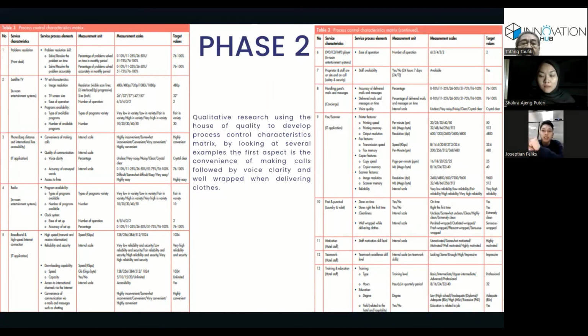The first aspect is the convenience of making calls, followed by the voice clarity. For example, the voice clarity if we are making calls room to room or others, or for reps when delivering clothes. So this paper is aimed more at the hotel case, what we feel if we do it in a 5-star hotel. Next, please.